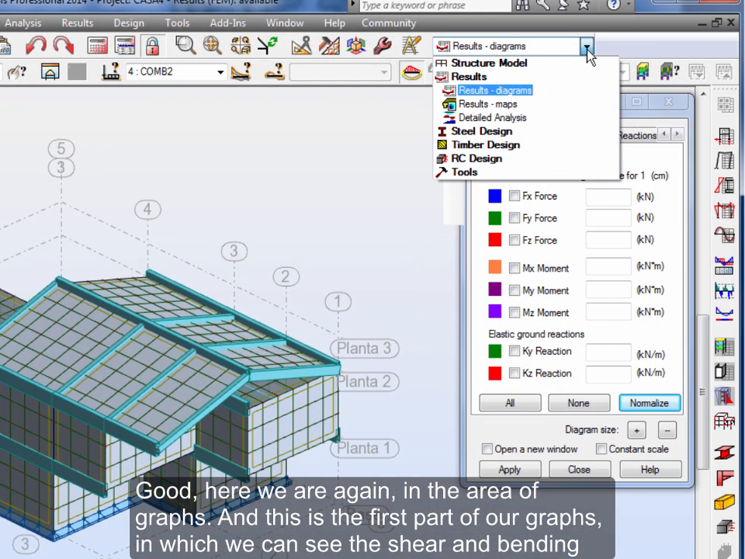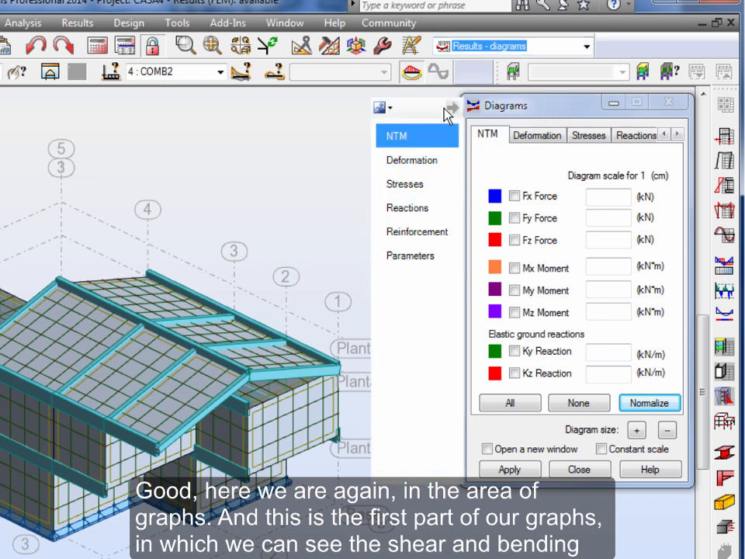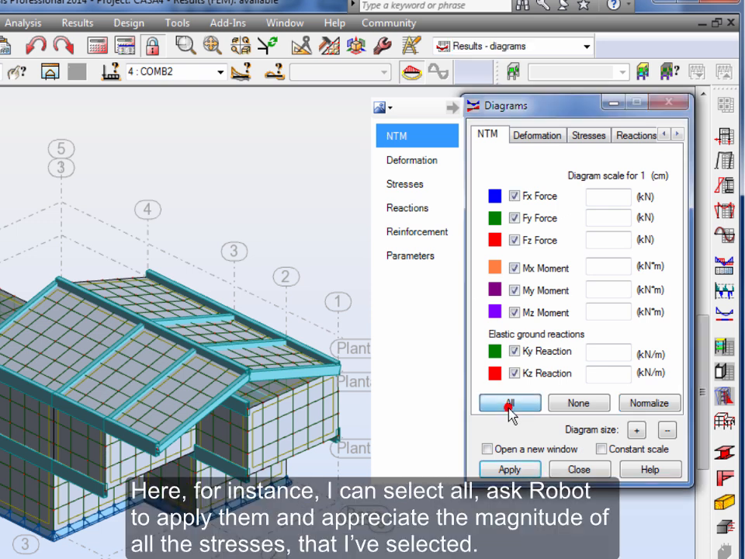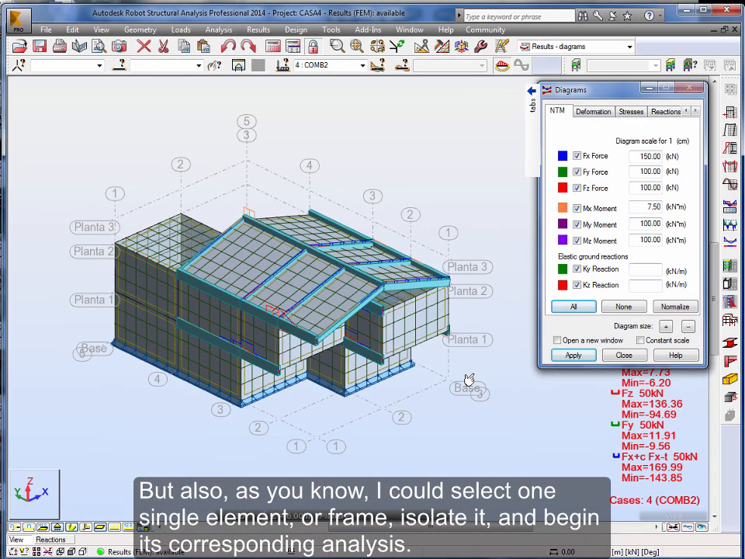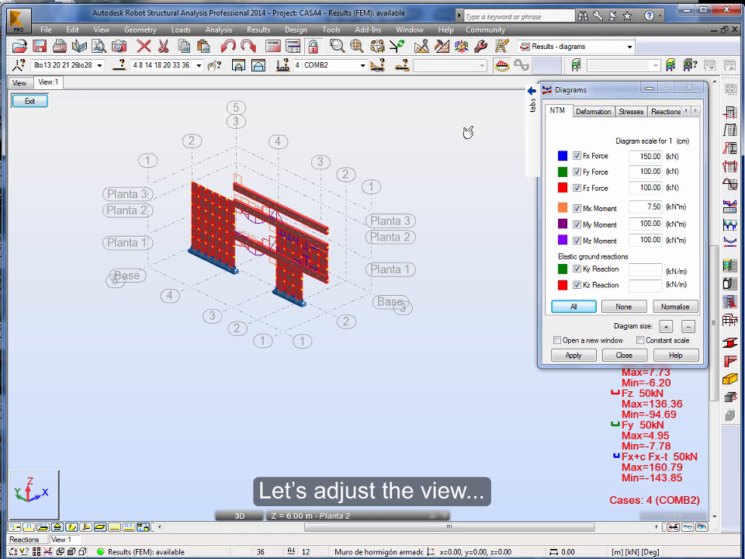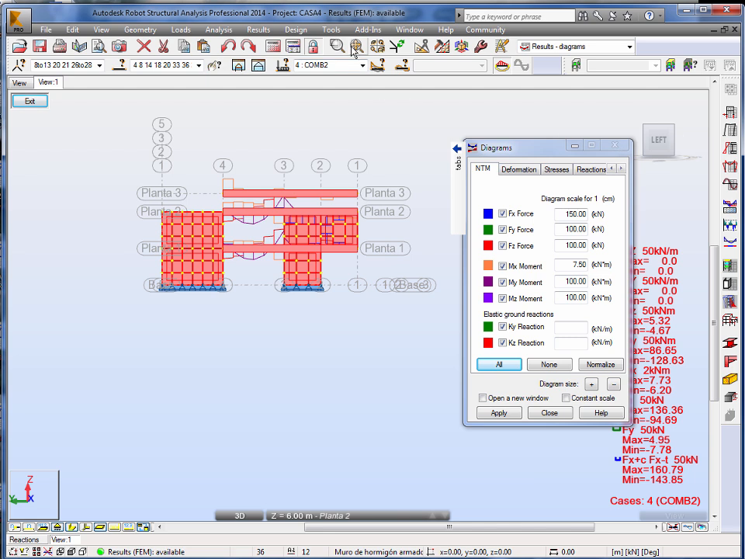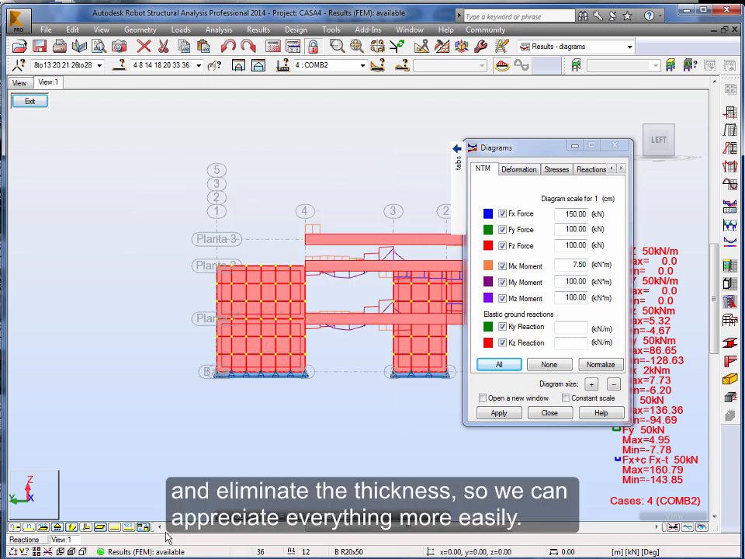Good. Here we are again, in the area of graphs. This is the first part of our graphs, in which we can see the shear and bending moments. Here, for instance, I can select all, ask Robot to apply them, and appreciate the magnitude of all the stresses that I've selected. But also, as you know, I could select one single element, or frame, isolate it, and begin its corresponding analysis. Let's adjust the view, and eliminate the thickness, so we can appreciate everything more easily.